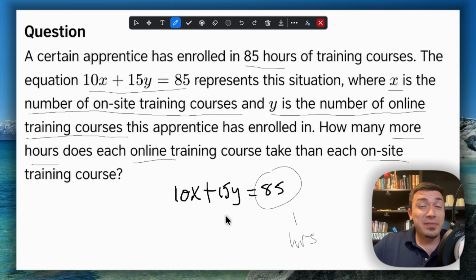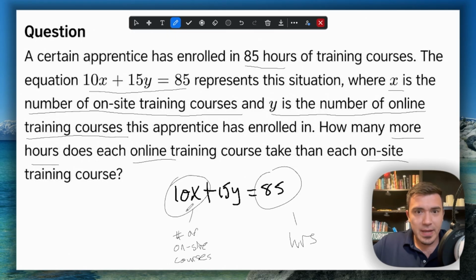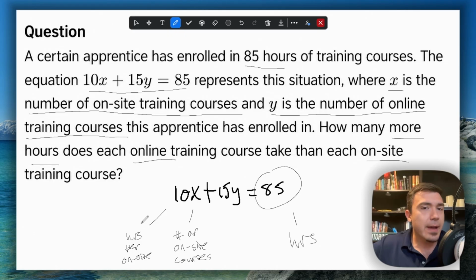Now I can go a little further and say x stands for the number of on-site training courses. So I think about this: if this whole thing must stand for hours, and x is the number of on-site courses, then 10 must stand for the hours per on-site course. I'm not told this in the problem, but I'm able to infer this because I know how to decode with units.